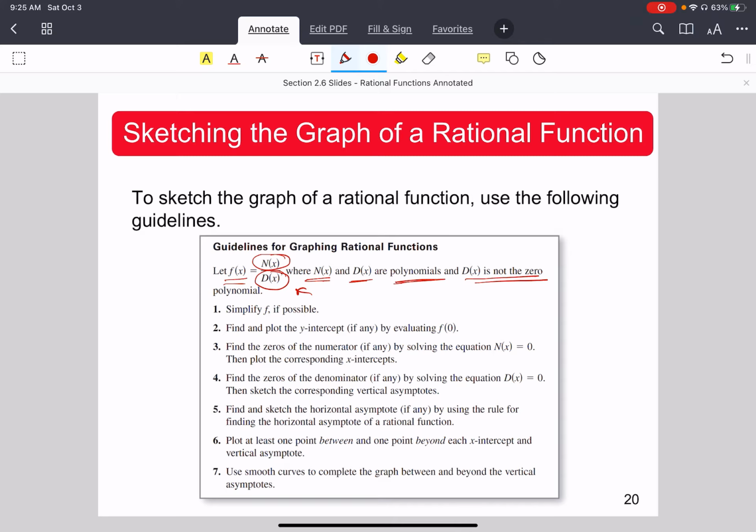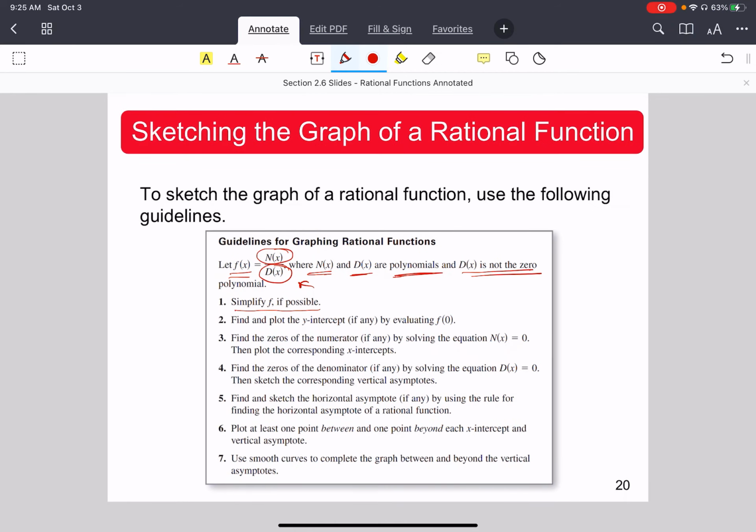So if this is the case, then before graphing, we're going to simplify the function. In other words, factor the top and then factor the bottom and then try to cross out any similar factor. Also try to simplify if there's a common leading coefficient or any kind of multiplicity. Second thing we're going to do is find and plot the y-intercept by evaluating f of 0. So that's the general rule.